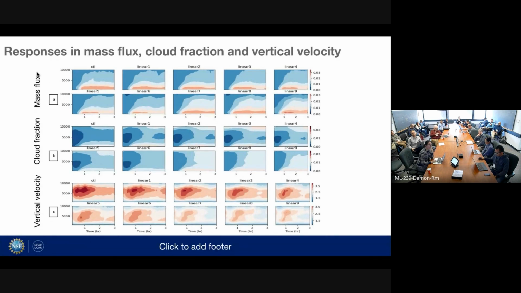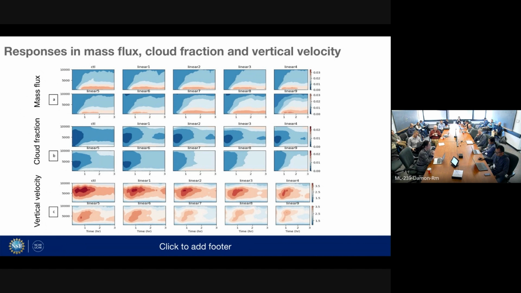And we can also decompose the mass flux further into updraft cloud fraction and vertical velocity. So the general trend in cloud fraction is that once we increase the vertical wind shear, the fraction actually increases in the low to mid troposphere as the vertical wind shear increases, whereas the vertical velocity actually goes the opposite direction. It is decreasing in the low to mid troposphere as we increase the magnitude of the vertical wind shear.